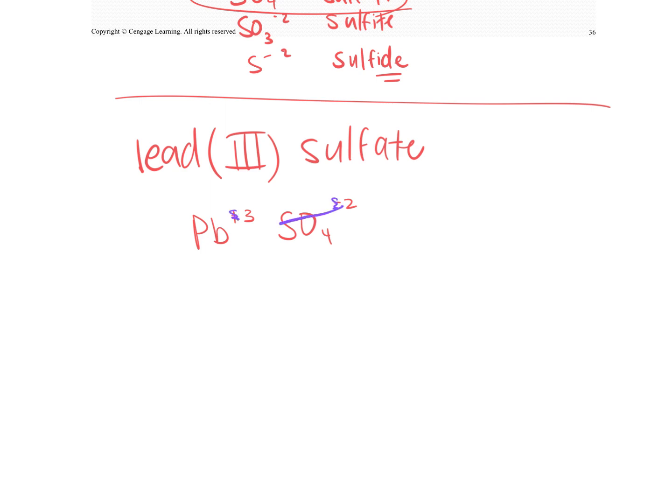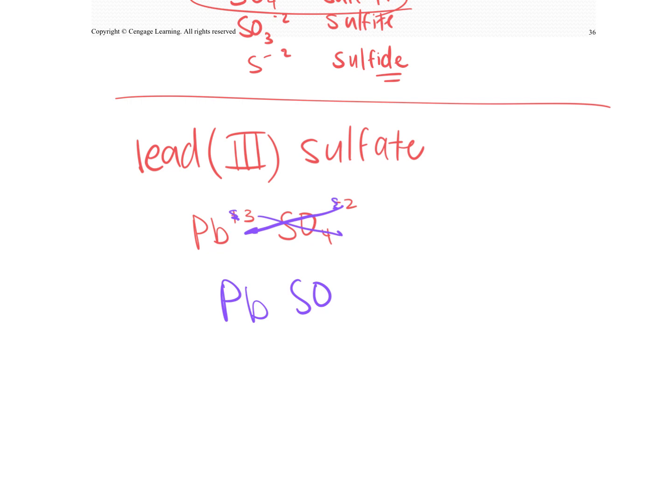Let's crisscross. So we're going to bring that down, PbSO4 3, like that. Do you multiply that? Okay, so here's what we need to do. Can we just change this to make it a 3? No, we can't do that, right?